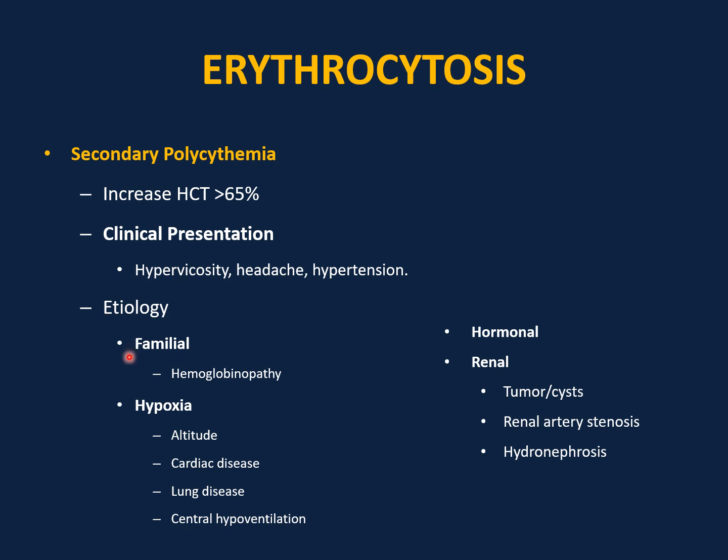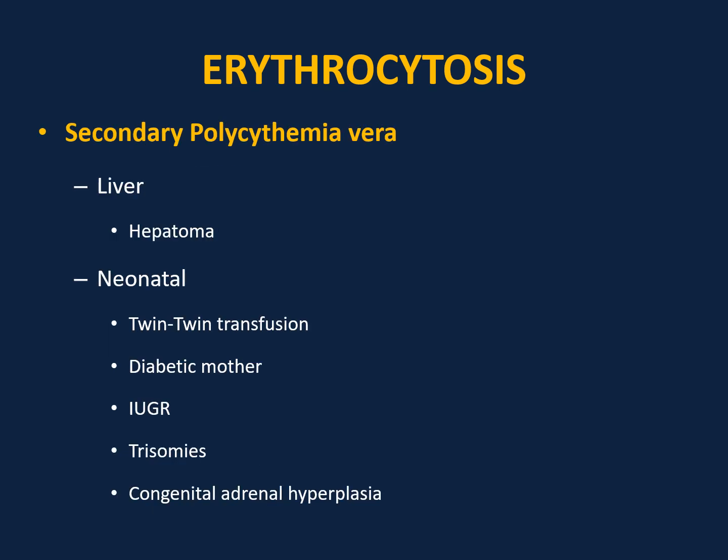Etiology or causes: familial, like for example hemoglobinopathy; hypoxia like high altitude, cardiac diseases, lung diseases, central hypoventilation; hormonal like adrenal diseases; renal like renal tumor or cysts, renal artery stenosis, and hydronephrosis. Other causes, for example liver like hepatoma, neonatal twin transfusion, infant of diabetic mother, IUGR, trisomies, congenital adrenal hyperplasia.